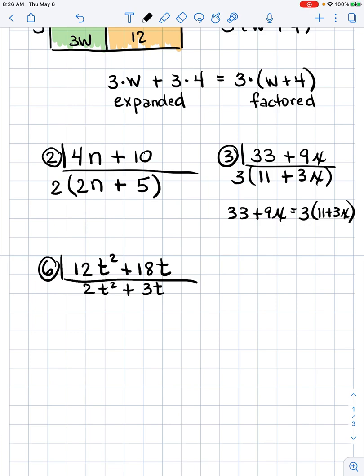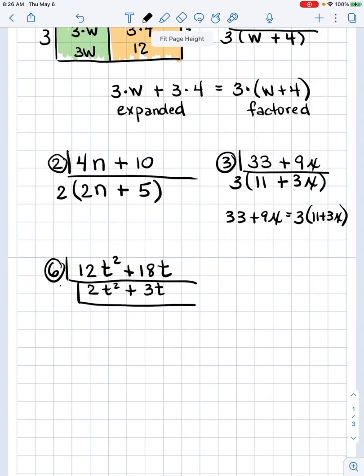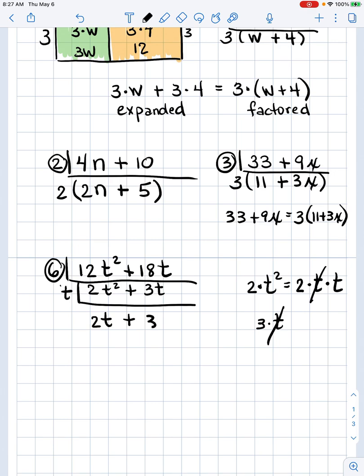Now let's look at this. 2 and 3 don't have anything in common other than 1, but look, both of these terms have a t, so I'm going to pull out the t. And I want you to remember that 2t squared is going to be 2 times t squared. And t squared itself is t times t. So ultimately this is going to be 2 times t times t. Okay? And if I think about it like that, if I take out one of these t's, I'm left with 2 times t. So that's going to be 2t plus, if I take 3t, that would be 3 times t. If I pull the t out, I'm left with just 3.